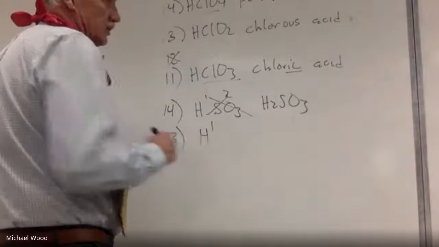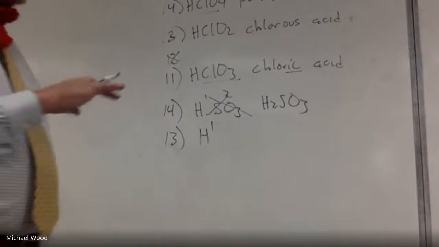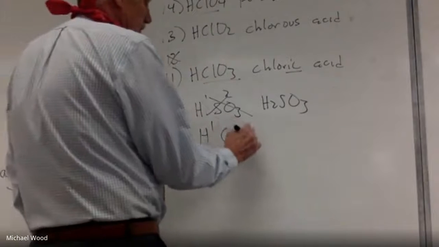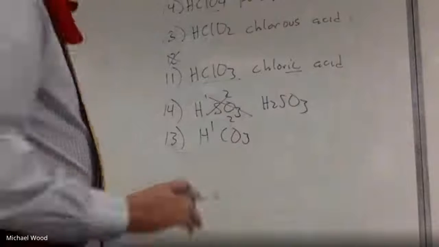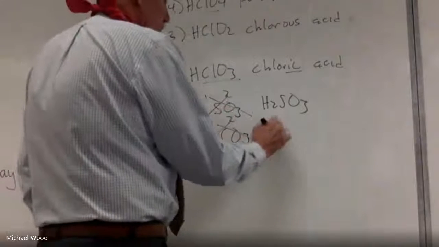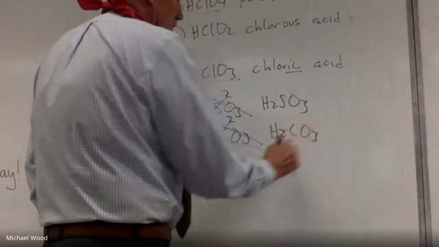Okay, it's an acid, so I know it's H, positive 1. Carbonic would have come from carbonate. Hopefully you've got that memorized, but you can look up carbonate right there, again on the back of your periodic table. Its charge is important, so you cross that over, so it's H2CO3.